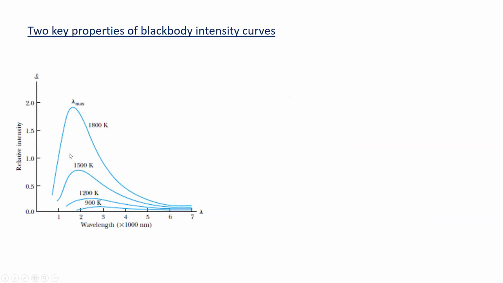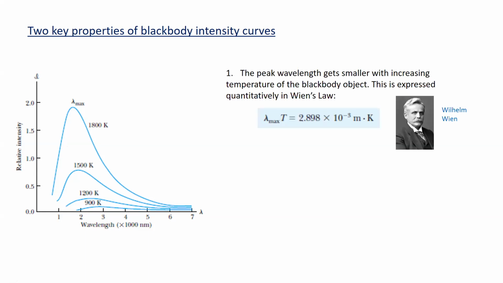So here are those curves again. The first one you might have already noticed, we already kind of commented on, and that is the peak wavelength, the wavelength at which the maximum radiation is occurring, gets smaller. The wavelength gets smaller as the temperature of the blackbody increases. So at 900 it's here, 1200 it's here, 1500 it's here, 1800. So you can see it getting gradually smaller.